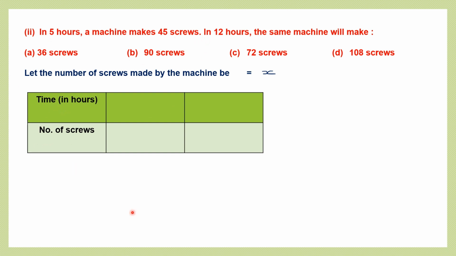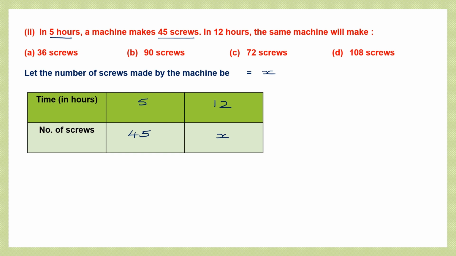So what are we given here? We are given that in 5 hours, 45 screws are made. So the number of screws made is 45. Now we are asked, in 12 hours, how many screws are made? We don't know, so we'll call it X.